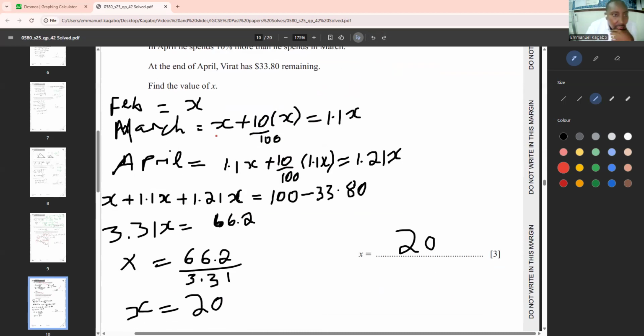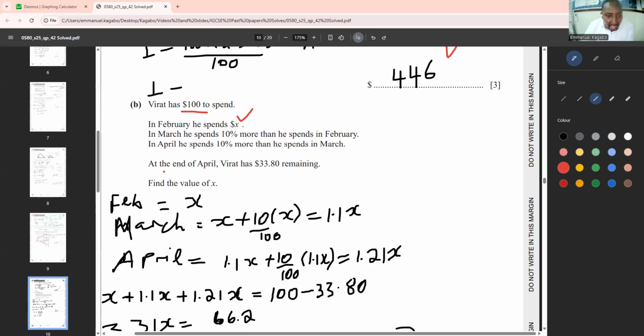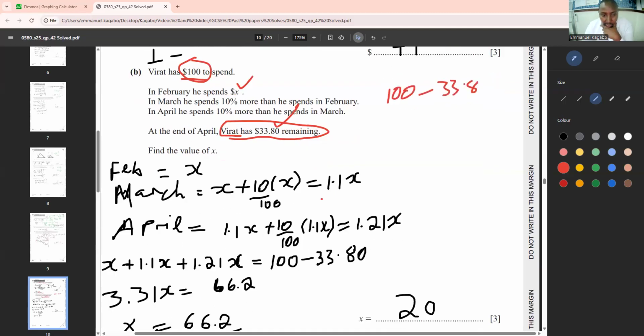But there's something I haven't read. At the end of April, he has remained with that. So how much did he spend? He had 100. He has remained with that. So how much did he spend? 100 minus 3.8. Okay, very good.